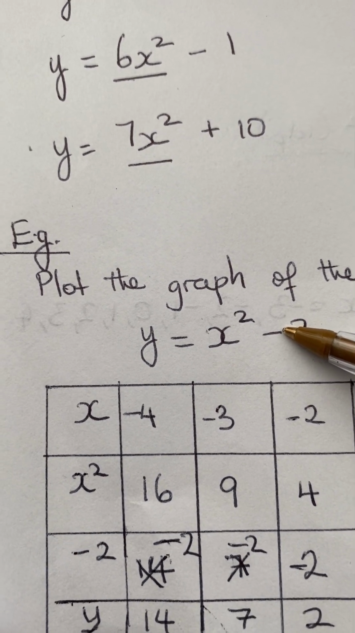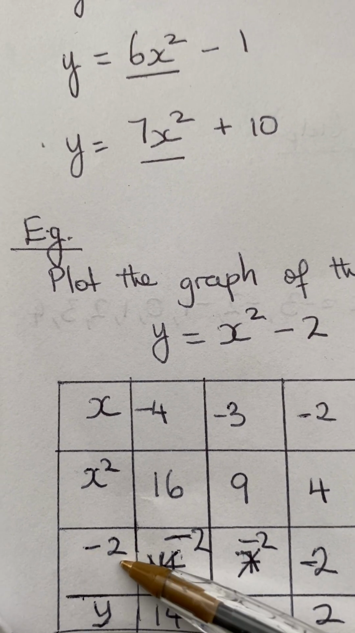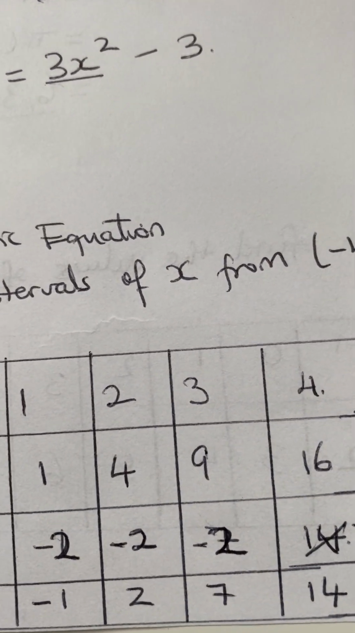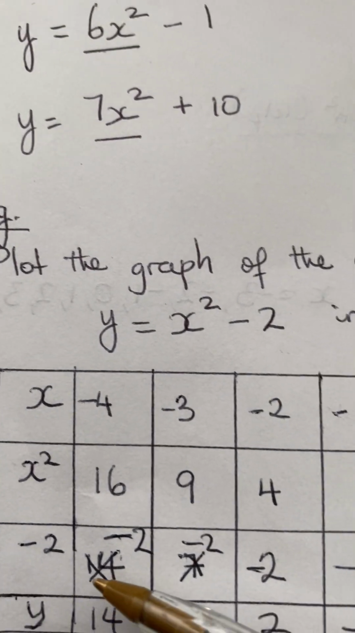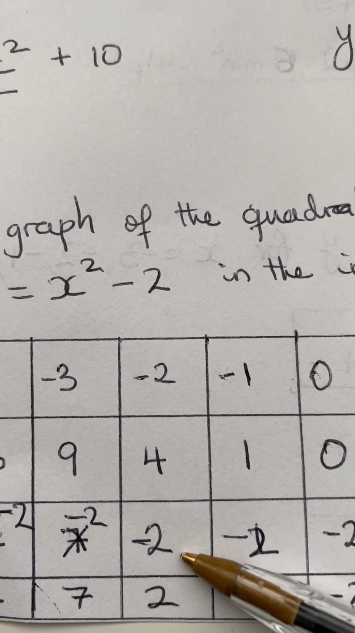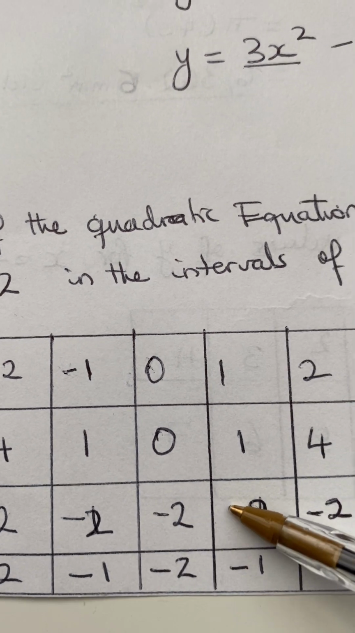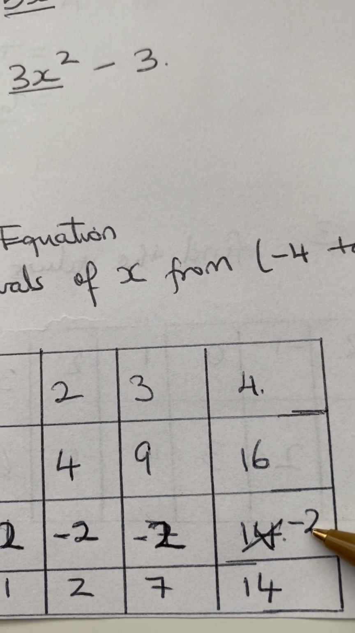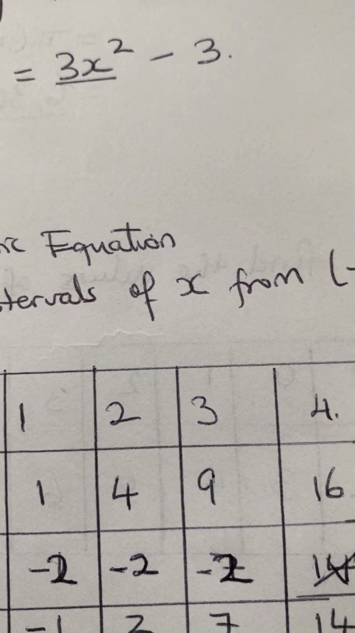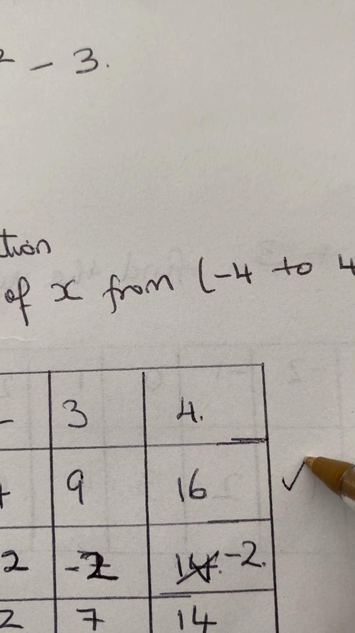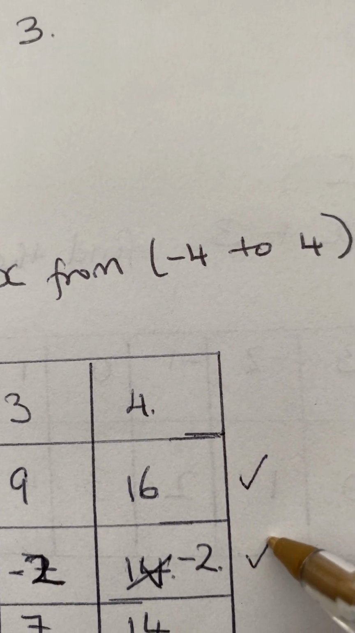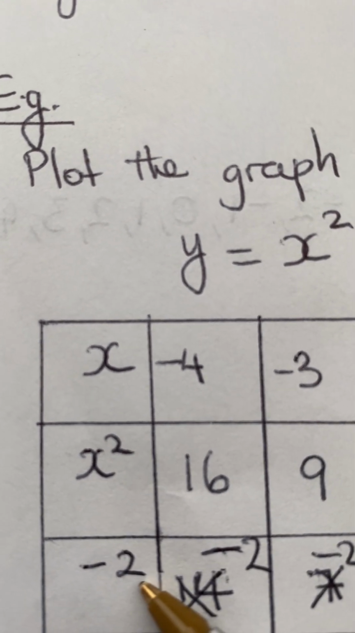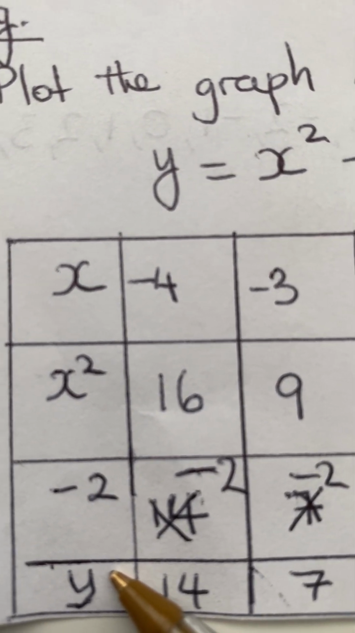Now, the second part is minus 2. So now we put minus 2 and repeat it for each column, all the way across. So now we have x squared here in this row, and then minus 2 will give us y.